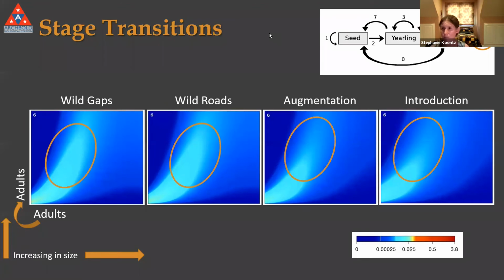So again, we want to keep monitoring these to see if eventually those tails will mimic more of the wild roads and the wild gaps, or if it's going to remain this way, then maybe there is a question of why the plant is not getting as large in these two populations.